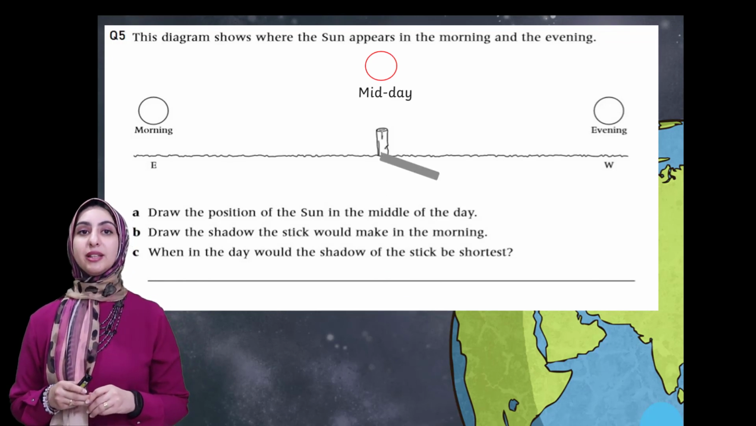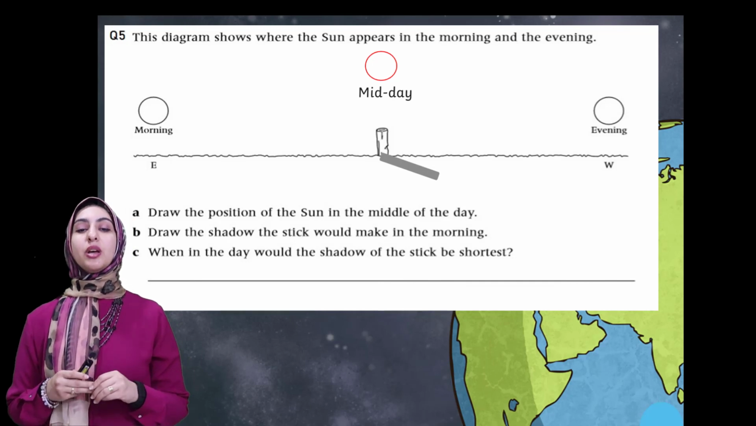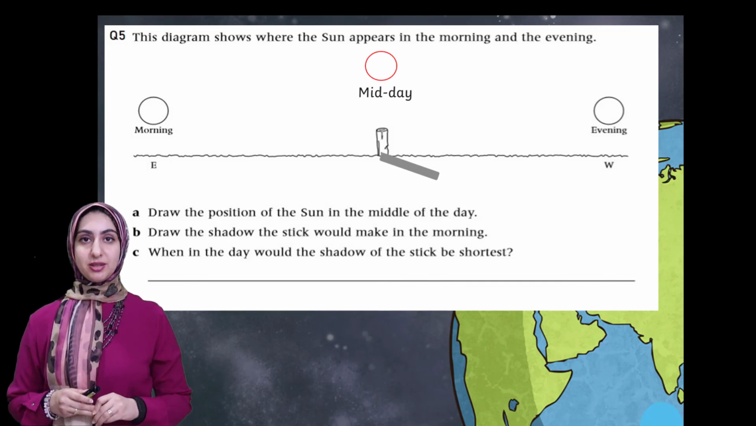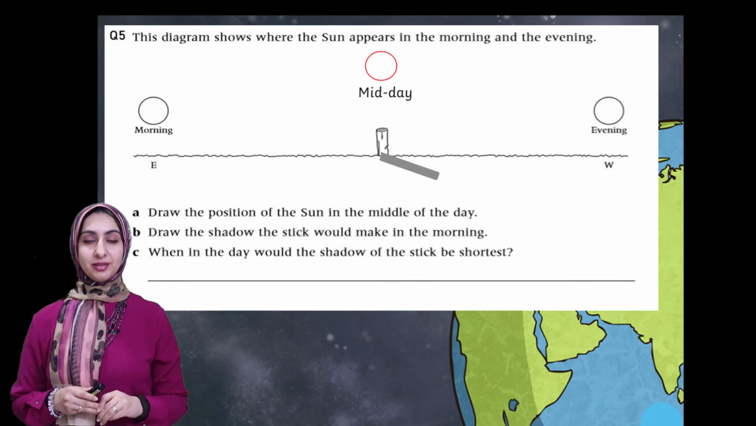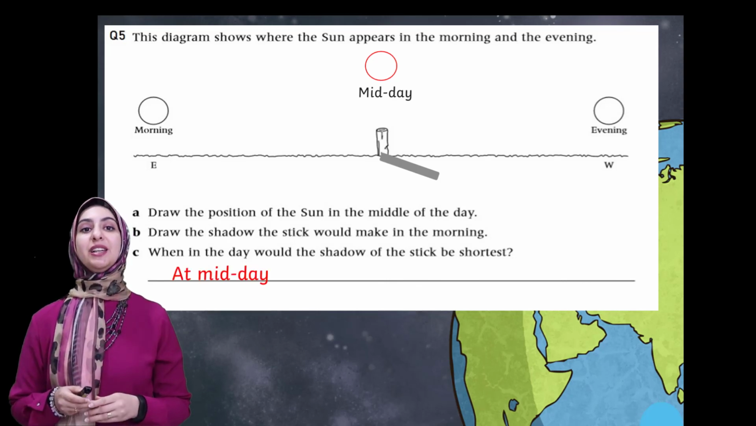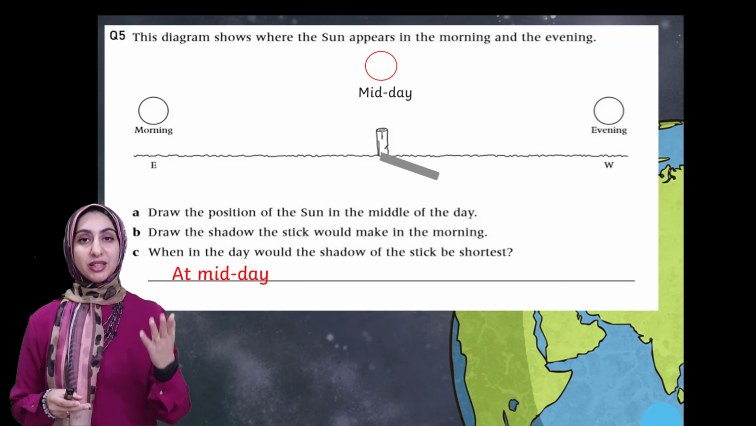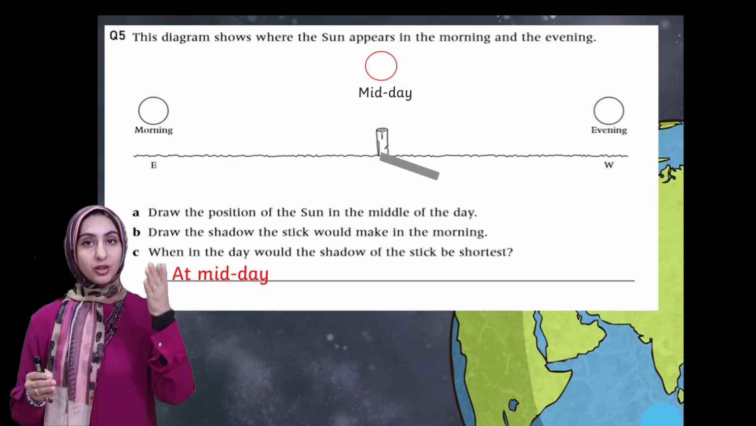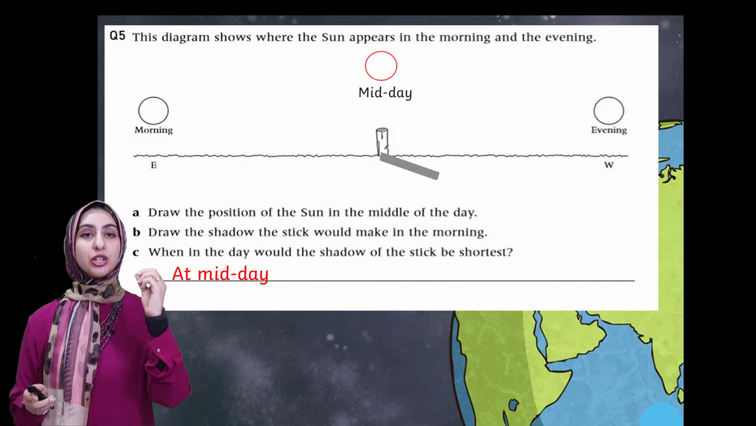Question C, when in the day would the shadow of the stick be shortest? Yes, of course, at midday. Right? Because we said at midday, the sun will be perpendicular to the Earth and it will have the shortest shadow.